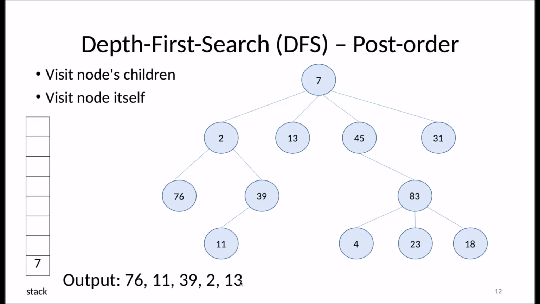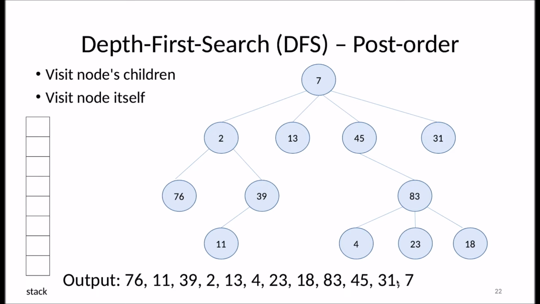So we visited 13. Now we push 45 on the stack, then 83, and then 4. This is a leaf node, so we pop it off the stack, then 23, then 18. As we push them, we pop them off immediately. Then we are at 83, we pop it off the stack, we back up to 45, which is popped off the stack, and then go to 7. We have not completed 7 yet, so we still have to push 31 onto the stack. We immediately pop it off the stack, and finally we can pop 7 off the stack, and the stack is empty. That means the output is complete.